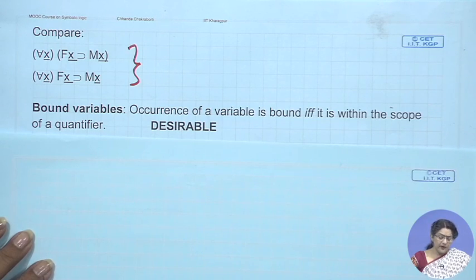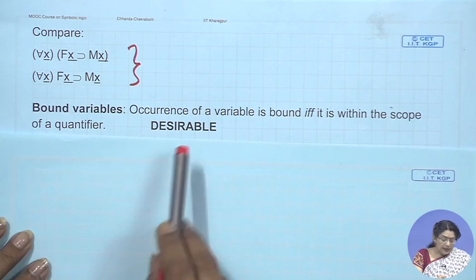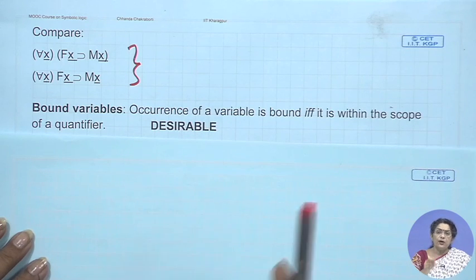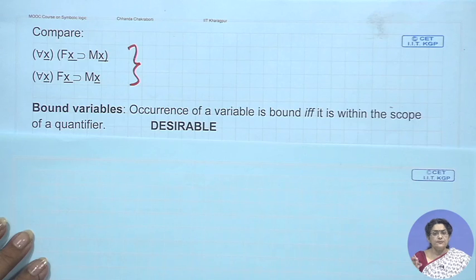The occurrence of a variable that is within the scope of a quantifier is called bound, and it goes the other way. If the occurrence of a variable is within the scope of a quantifier, then the occurrence of the variable is called bound, both. This is what is desirable, that every occurrence of a variable is bound in this sense, that it is lying within the scope of some quantifier or other. Get it? This is what is desirable.